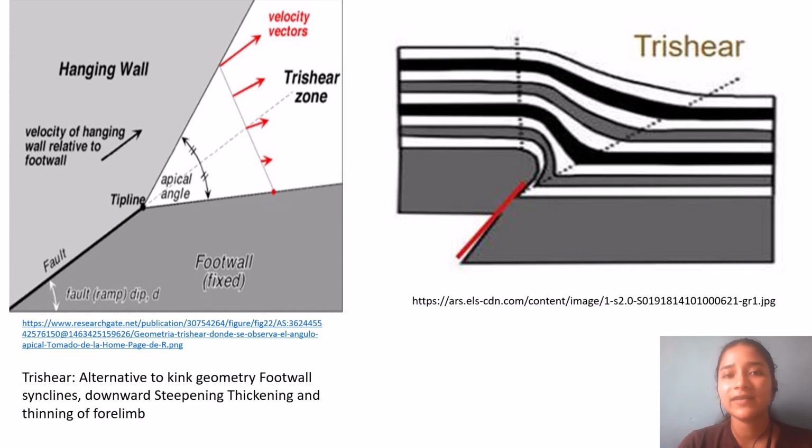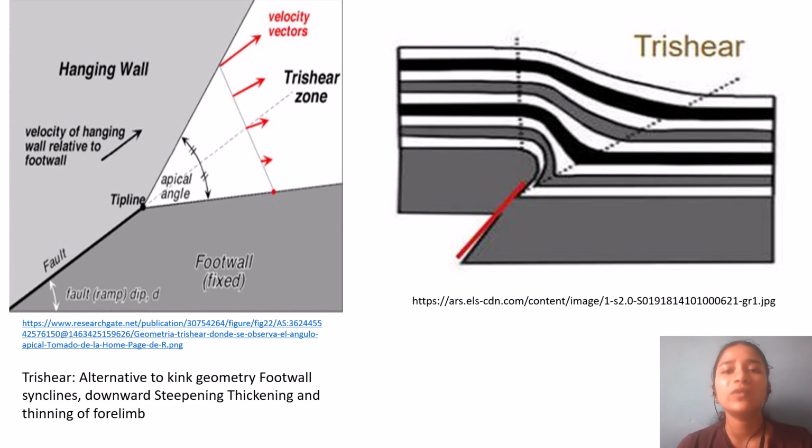Now on the right side, the diagram shows the actual structural expression of this model. You can see asymmetric folds forming due to the distributed shear. These are not sharp like in kink-band models, but more gradual. This explains features like footwall inclines, forelimb thinning, and stepping downward folds.